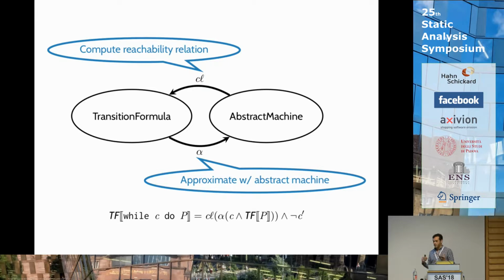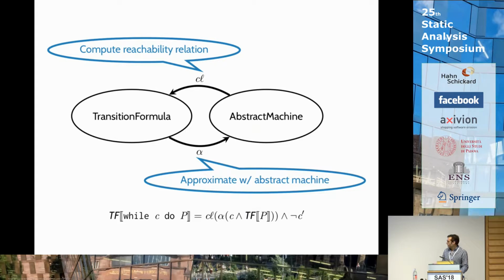There are some details here that are being omitted, but this is the high-level picture. By composing this reachability relation computation with the abstract machine computation, what I get is an over-approximation of the transitive closure, and I use that to analyze my loops. And so there's no explicit fixed point computation going on. There's still a fixed point. There's no widening. This is the whole story for how you analyze a loop.